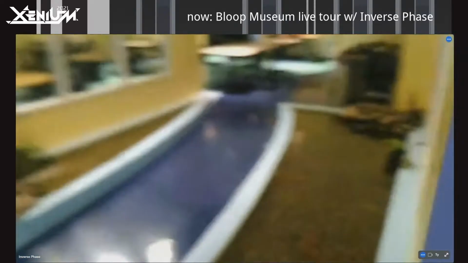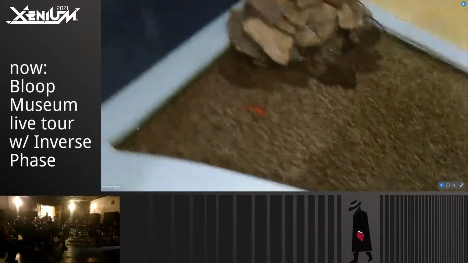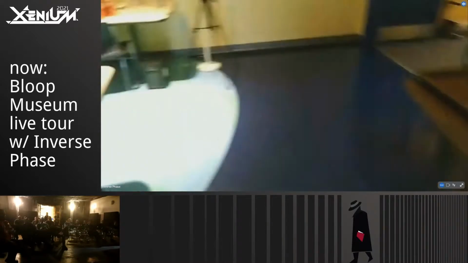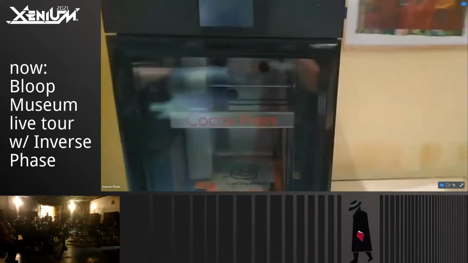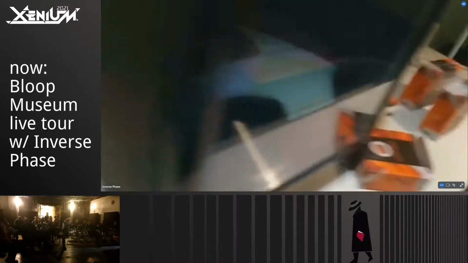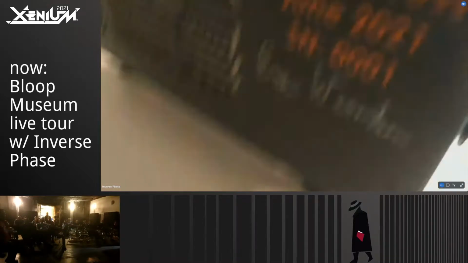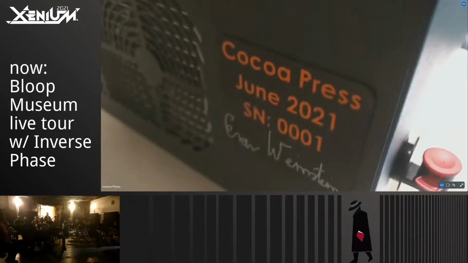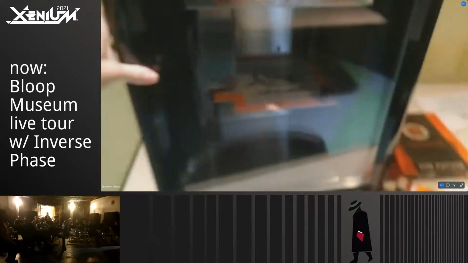Okay. Say hello to the fish. We have a little pond. We have serial number 1 of a chocolate 3D printer. Chocolate. And you think I'm lying about the serial number 1? Maybe you don't. But it just came out. So look that up if you want to 3D print yourself some snacks.